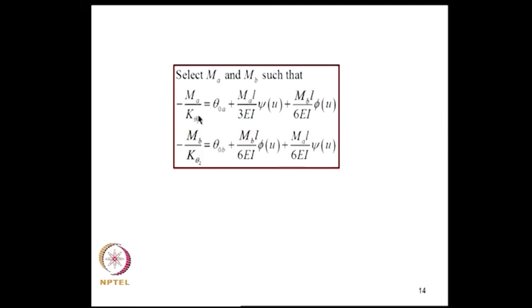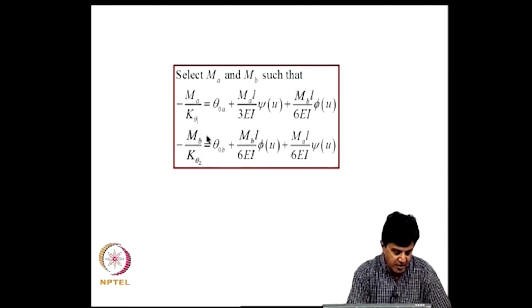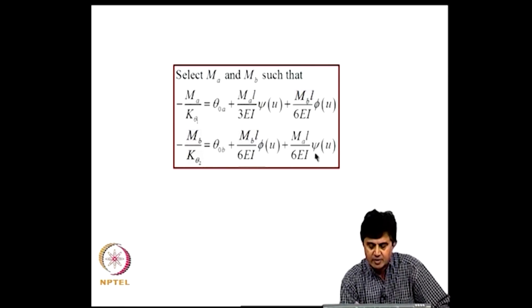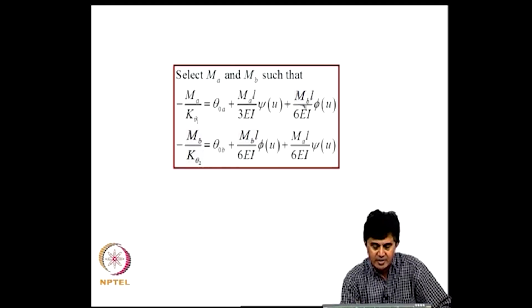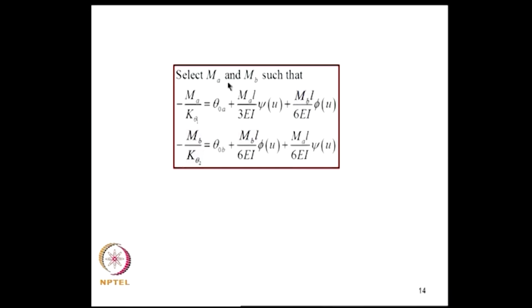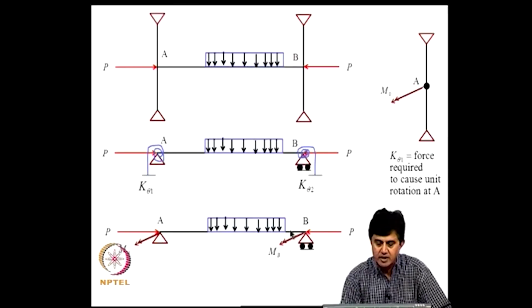So, k theta 1 is already known. So, that must be equal to this, and MB similarly is given by this equation, and by solving these two equations we will be able to find MA and MB, and subsequently we will get the solution to the original problem as shown here.